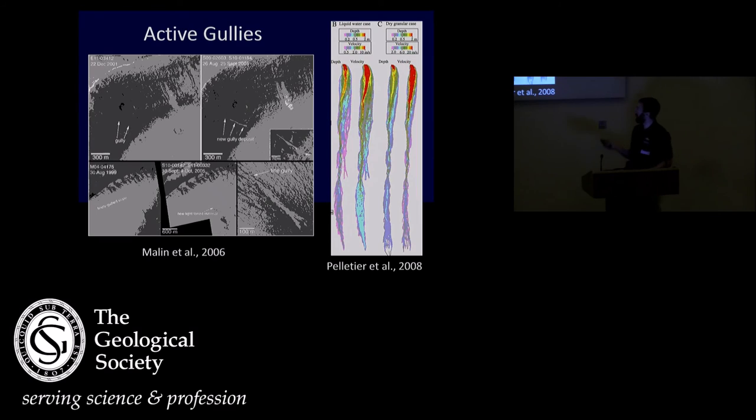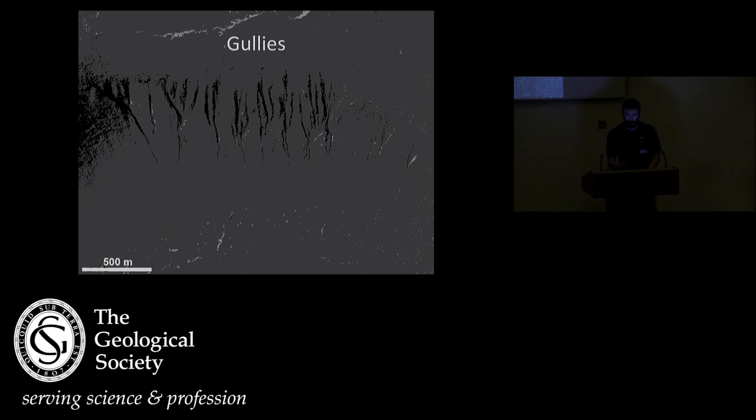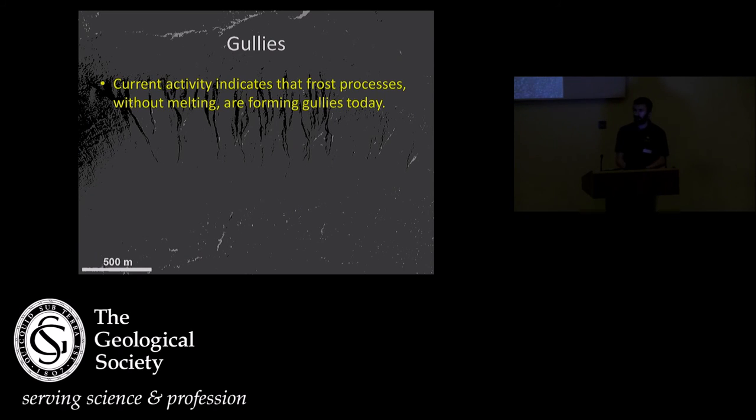And Pelletier et al. in 2008 did modeling of one of these new deposits and concluded that it could be consistent with purely dry mass wasting. So there was, in the late part of last decade, the suggestion that this recent activity was just dry slumping, degrading previous water-formed features. What I'm going to argue today is that current activity indicates that frost processes without melting are forming gullies today.